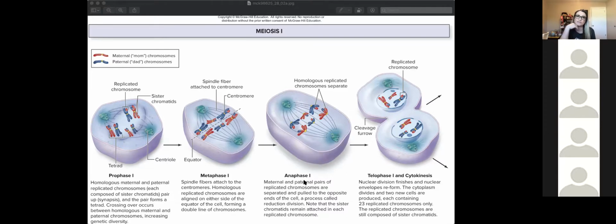Now you will see some similarities here when you look at the phases: prophase, metaphase, anaphase, telophase. Those are the phases that we see in mitosis as well. However, here you see that it says meiosis 1, so prophase 1, metaphase 1, anaphase 1, and all that, because the whole process of meiosis is divided into 2 divisions. And so you have to specify if you're talking about prophase 1 or prophase 2.